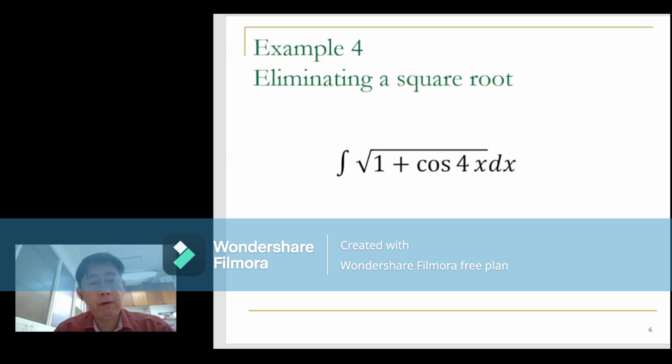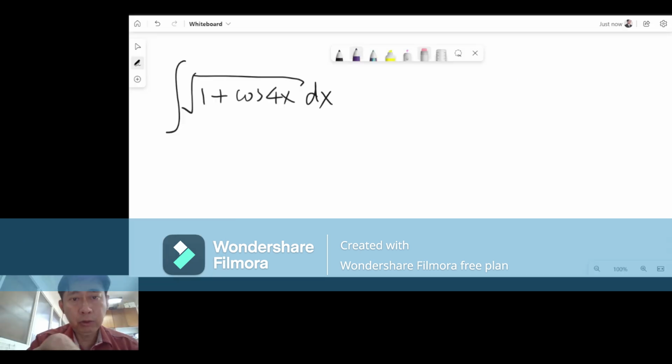In example 4, we are going to deal with an integration involving a trigonometric function which is captured inside a square root. The first thing you want to do in this kind of situation is to try to get rid of the square root so that the expression could be expressed as an integration without the square root.